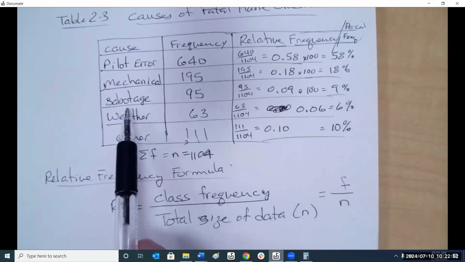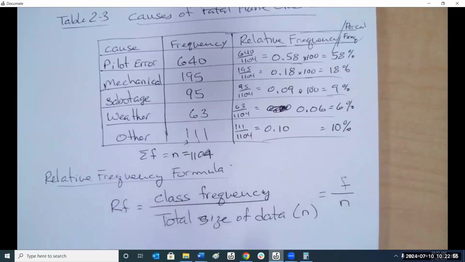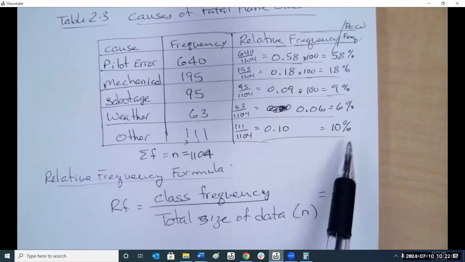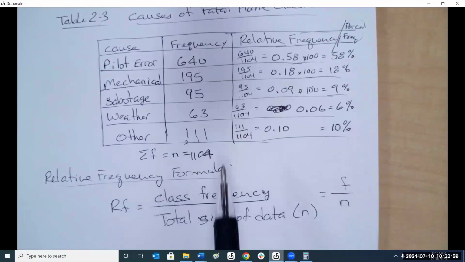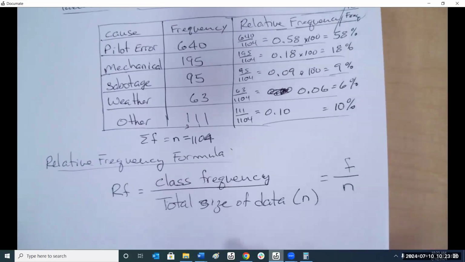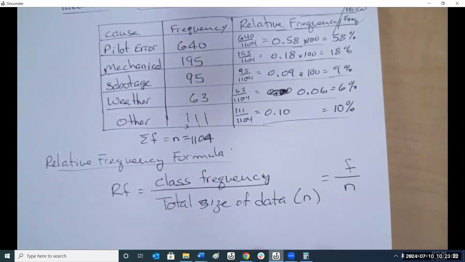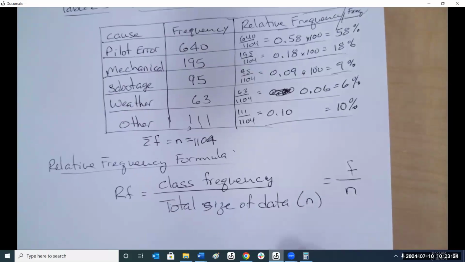Nine times out of 100, 9% of the time, it's sabotage. 6% of the time it's weather, 10% of the time it's something else, like an animal, a bird hitting you when you're flying. Or when trying to land, a bird or something gets sucked up in your engines and it kills the engine. So those are relative frequencies. We get those from the frequency distribution.